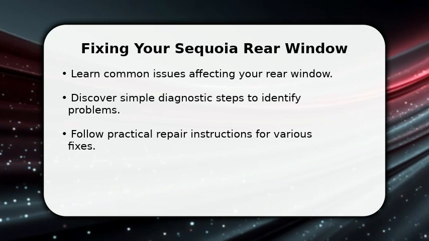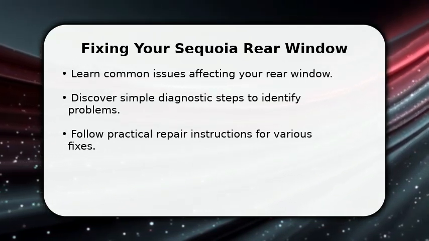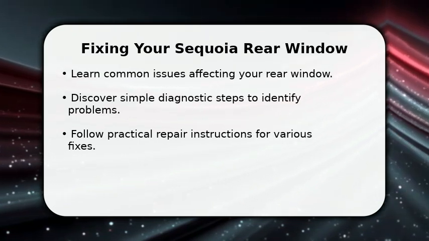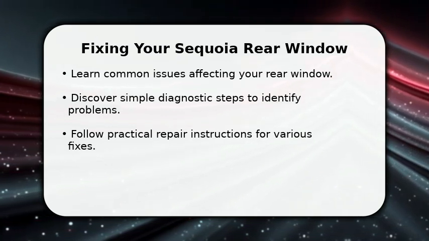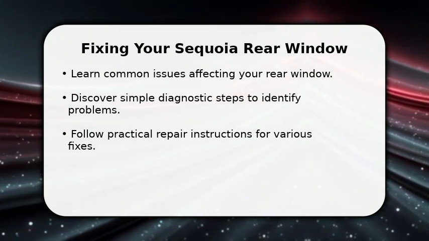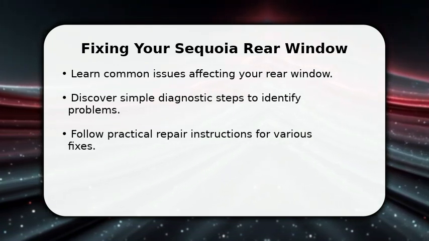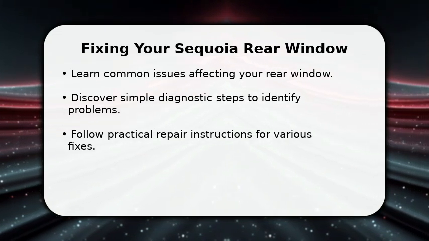In this video, I will explain how to fix your Toyota Sequoia rear window. We'll start by exploring the most frequent issues that can cause your window to malfunction. Then, I'll guide you through easy diagnostic steps to pinpoint the exact problem. Next, we'll cover practical repair solutions, from simple resets to component replacements. Finally, I'll share essential maintenance tips to keep your rear window operating smoothly for years to come.